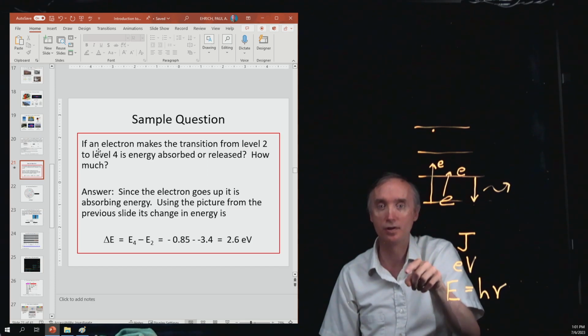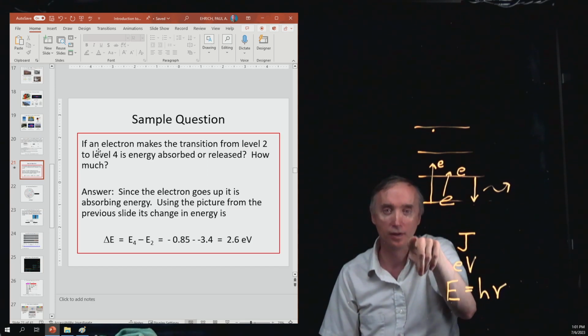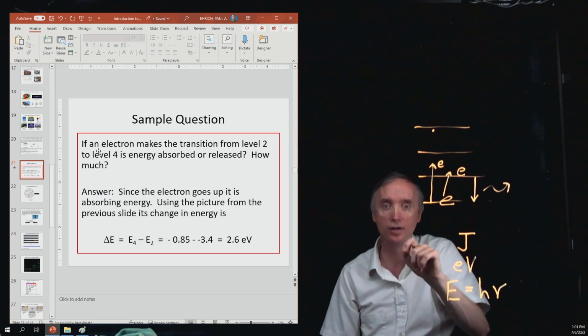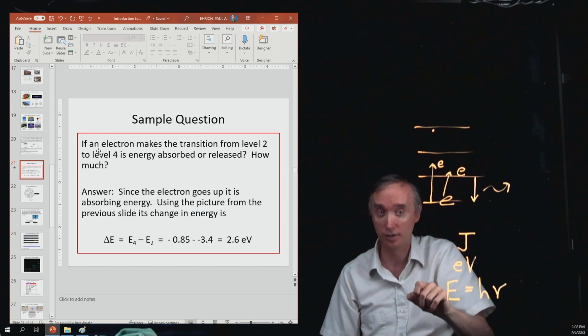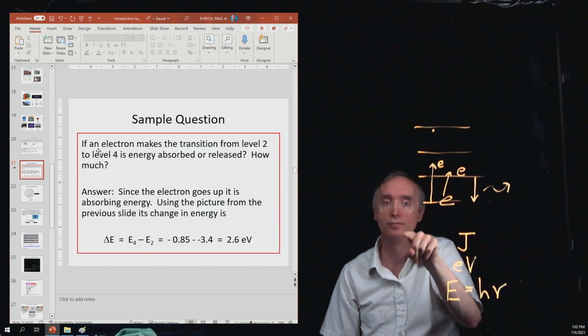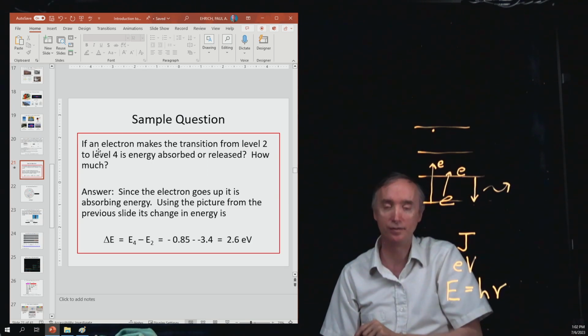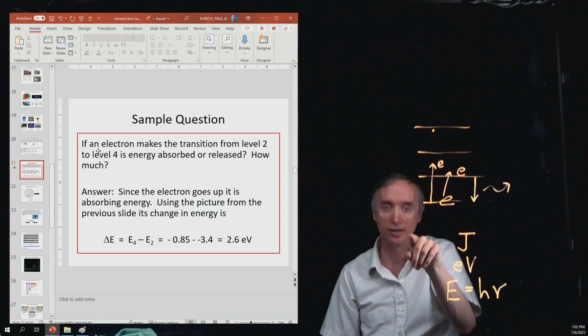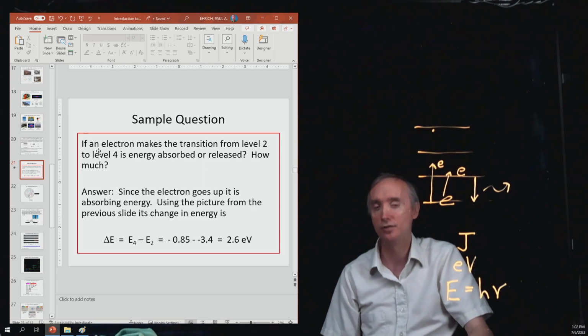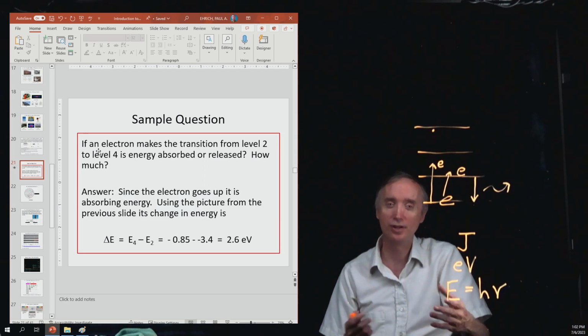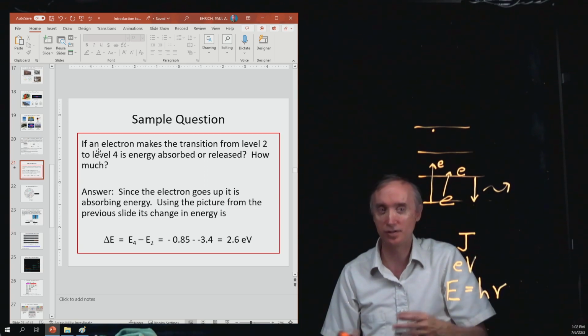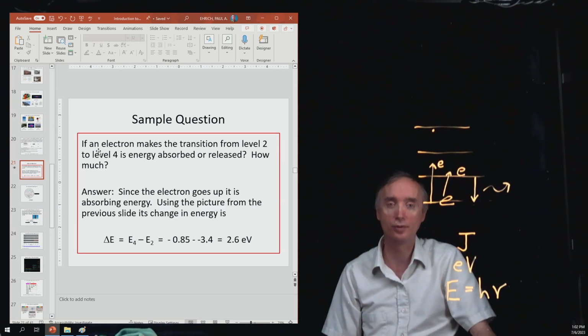It says it starts on 2. Well, it's going from level 2 to level 4. Okay, so its final energy level is 4. So it's final minus initial. So we're going to take energy level 4 minus energy level 2. Keep in mind those numbers have negative signs on them. So you're subtracting two negative numbers, and that's the reason why it turns out to be positive 2.6. And then the unit is the electron volt. That's just the unit that pops out of the formula.